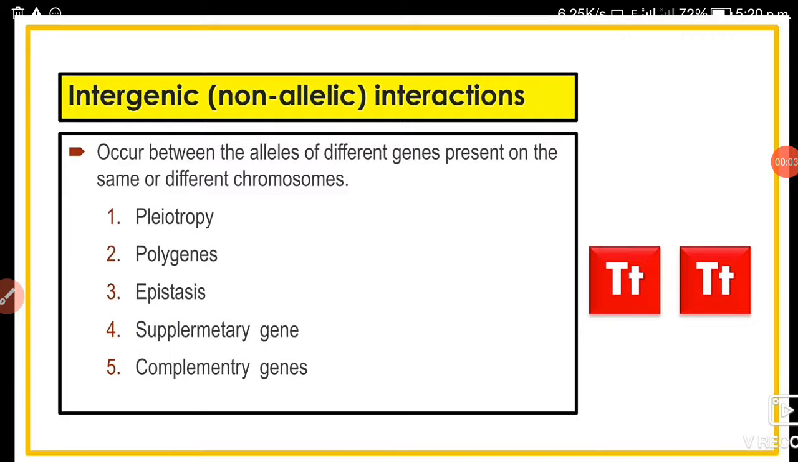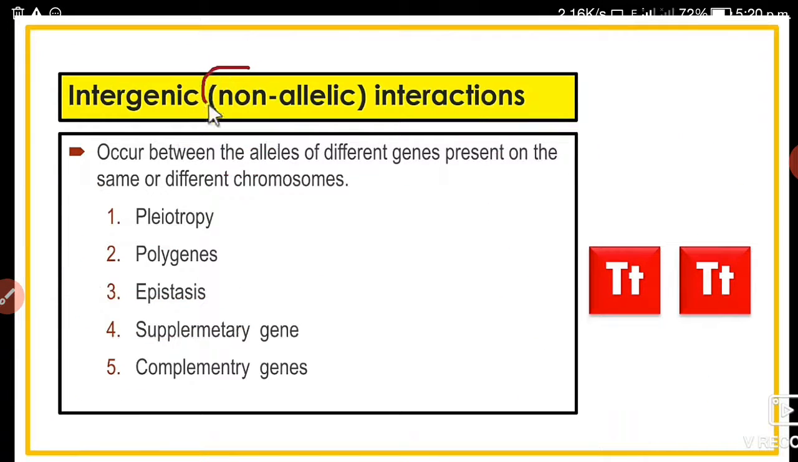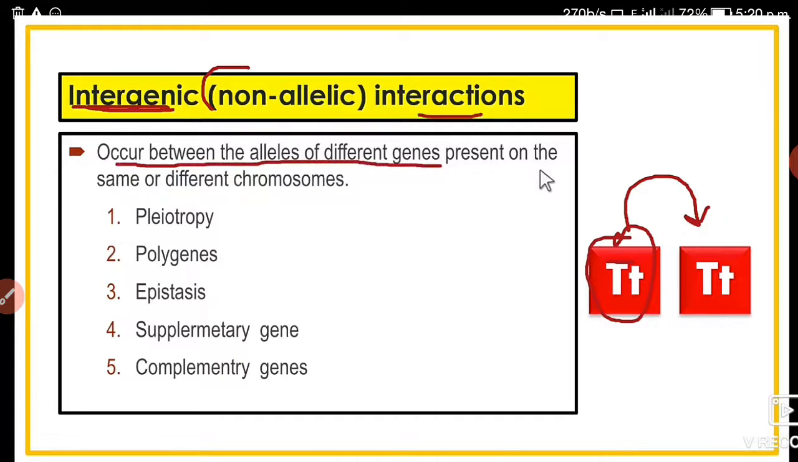Good morning, students. In today's lecture, we will see intergenic interaction, or non-allelic interaction. Here, capital T, small t: interaction takes place between this capital T and another capital T, or small t, and it is called the intergenic interaction. It occurs between the alleles of different genes present on the same or different chromosomes.